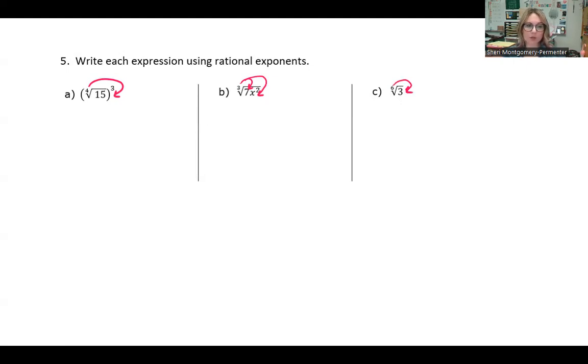So the first one, the only thing underneath the radical is a 15. So it becomes 15. The 3 was already there, and you put the 4 underneath. That is done. There's nothing else we're doing. We're not simplifying these.